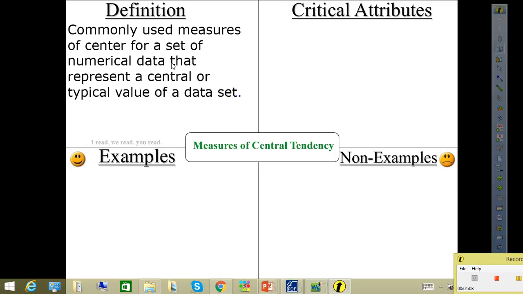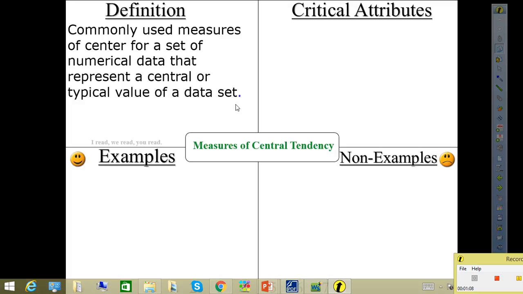All right, so let me break down the definition really quick. I know it's pretty lengthy, but if we break it down, we understand exactly what it's talking about. Look at the first part. It says, commonly used measures of center. The main word here is measures. That's the key word. So what does that mean? What if I ask you to grab a ruler and go measure something? What does that do? You calculate a distance, right? Therefore, measures are going to be some process of calculating patterns on a data set.